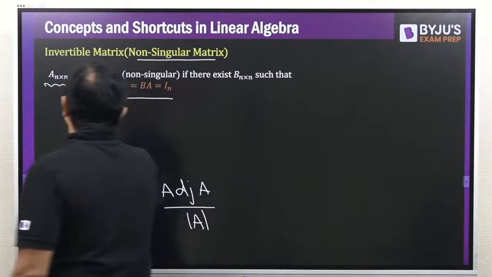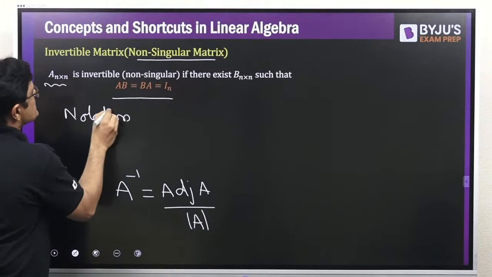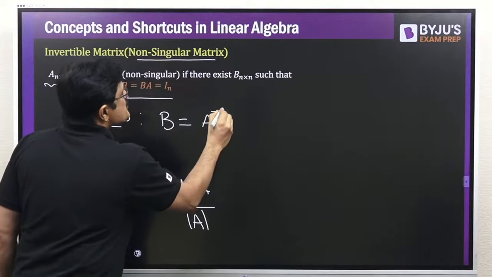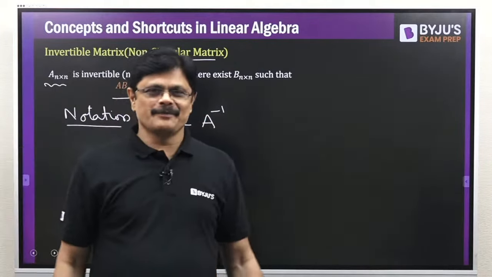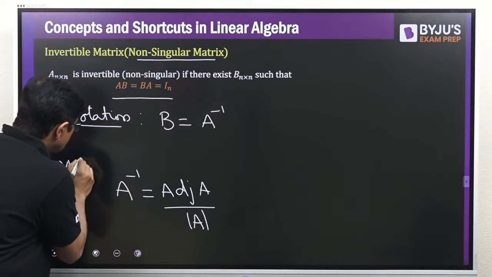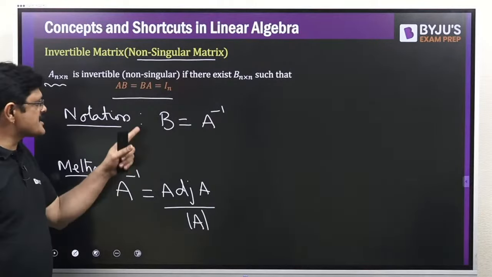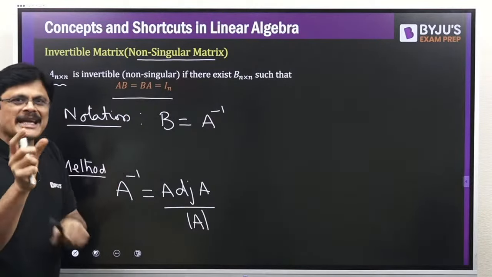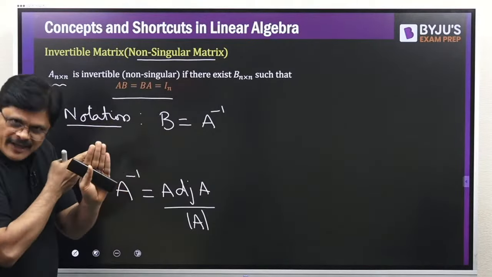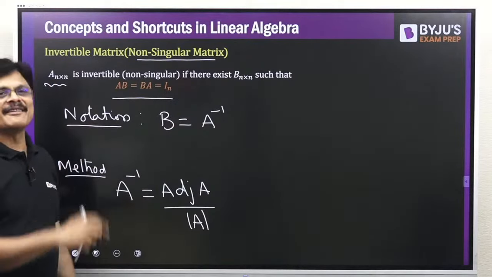And you call this matrix B as the inverse of A. So this is the definition of inverse, and this is how you find inverse, this is the method. When you call B the inverse of A, if you multiply B on the right side or left side of A, you should get the identity matrix of the same order. Then we call B the inverse of A.